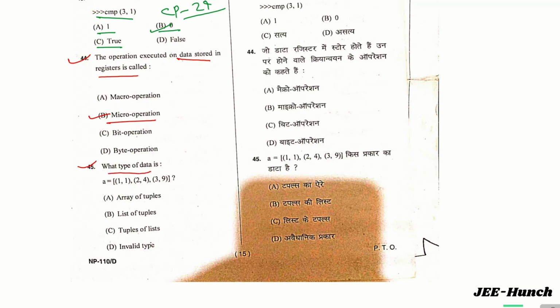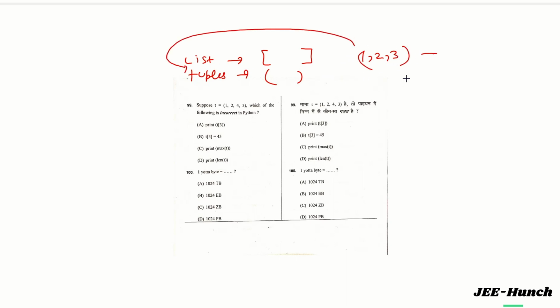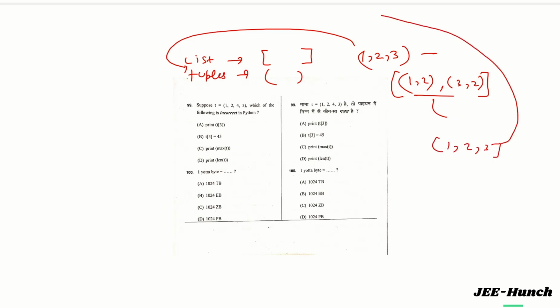45. What type of data is this? A is (1, 1), (2, 4), (3, 4). These data types are a list of tuples. I will conclude for you what tuples are and what a list is. A list is denoted by square brackets and tuples are denoted by round brackets. When you get data like this, 2 comma 3, 3 comma 2, these are tuples, and this is a list of tuples. And when you get this, this is only a list.